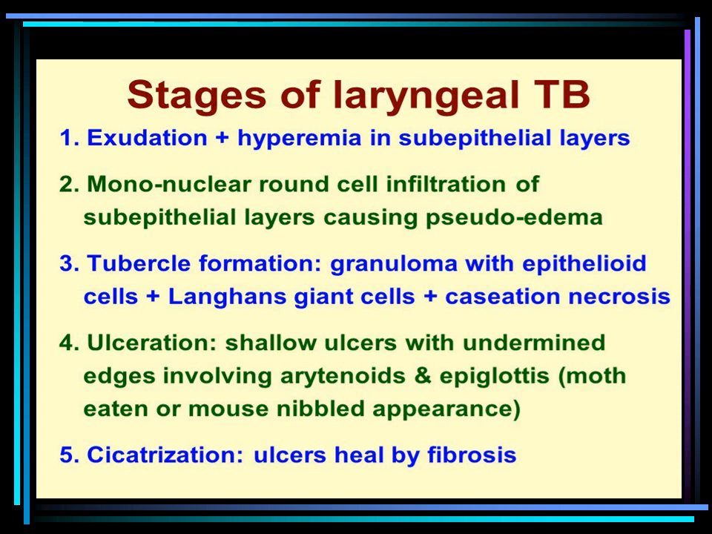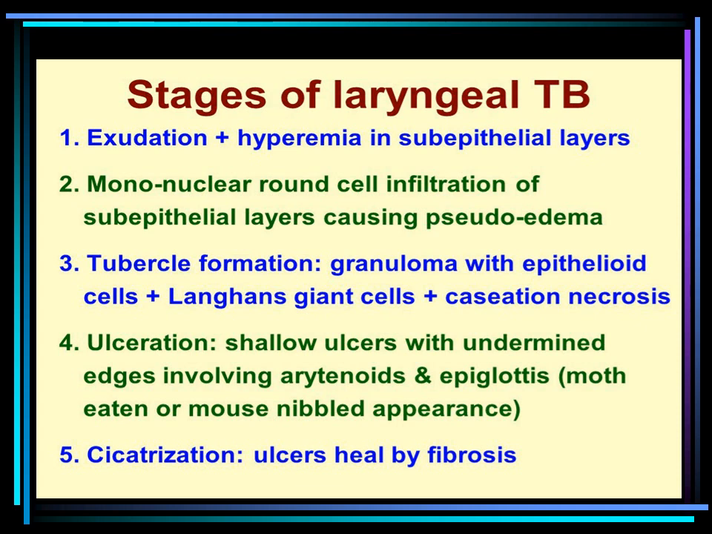The stages of laryngeal TB: in stage 1 we have exudation and hyperemia in the subepithelial layers. In stage 2 we have mononuclear round cell infiltration of the subepithelial layers causing pseudoedema. In stage 3 we have tubercle formation, that is granuloma with epithelioid cells and Langerhans giant cells with caseating necrosis. In stage 4 there is ulceration, with shallow ulcers with undermined edges involving the arytenoids and epiglottis. Because of this, it looks like a moth-eaten or mouse-nibbled appearance.